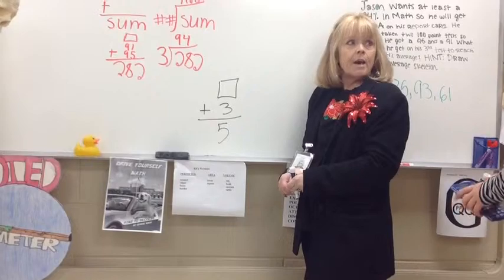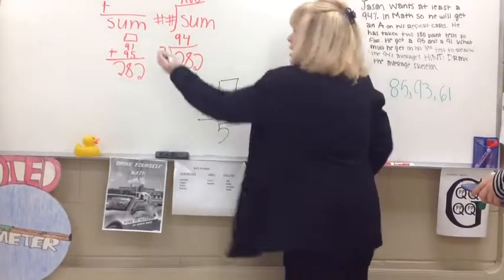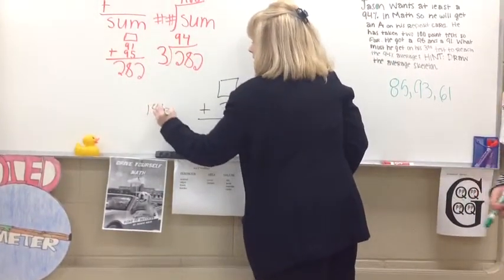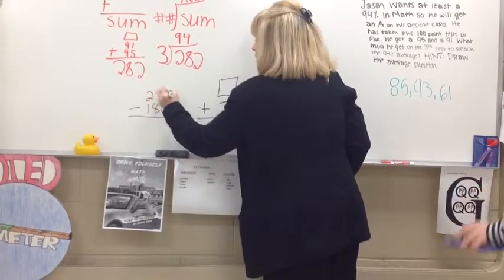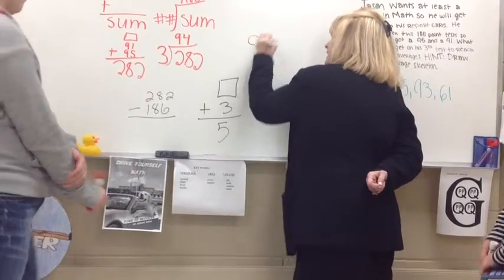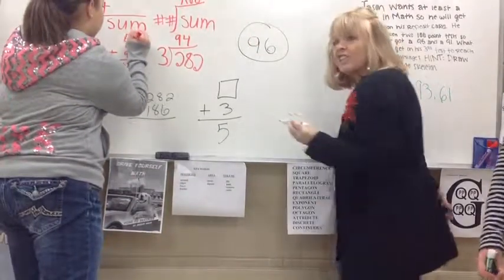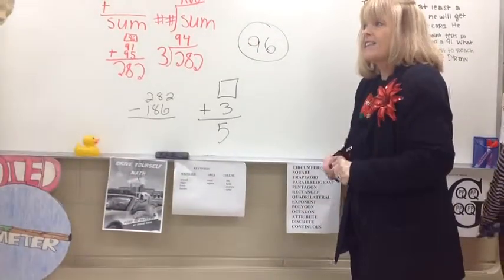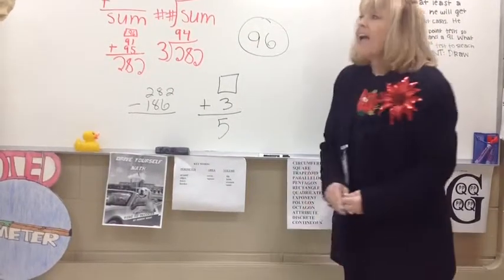Now, what did you get when you added them up? 186. So she added those up and got 186. Now you subtract that from 282. You get 96. So the answer to this problem is 96. He would have to get a 96 on his third test in order to end up with a 94% average.